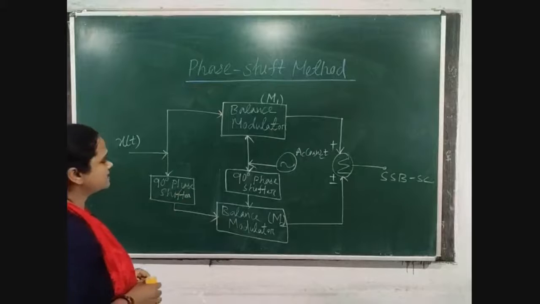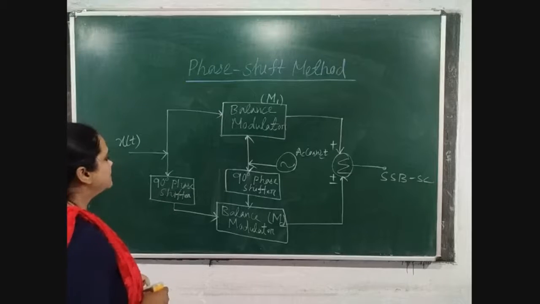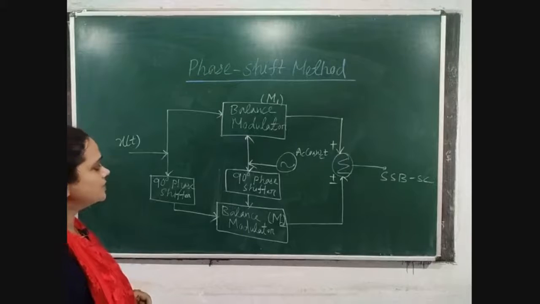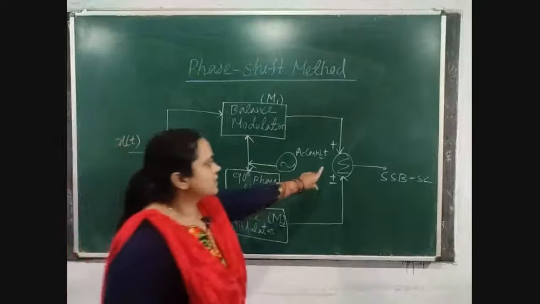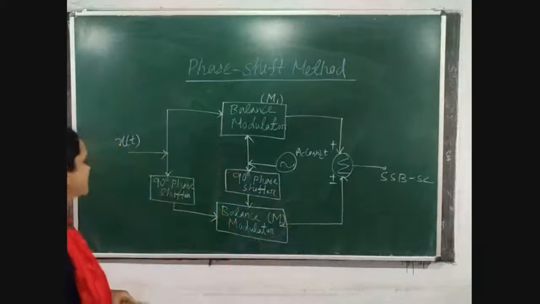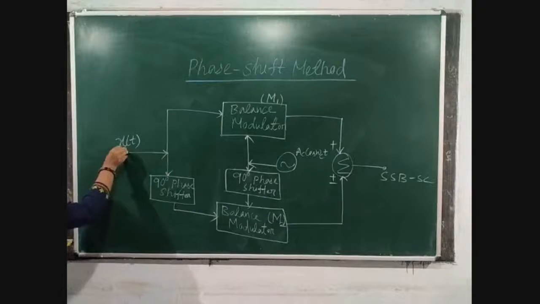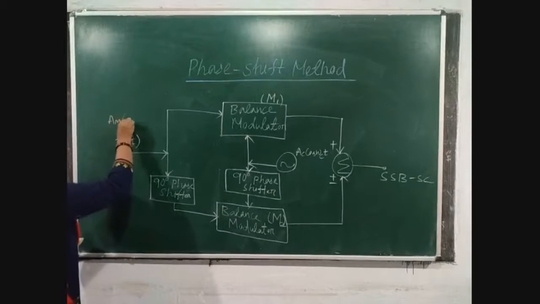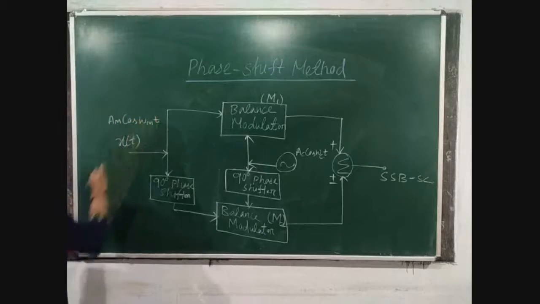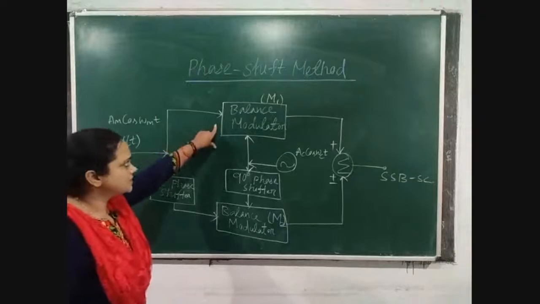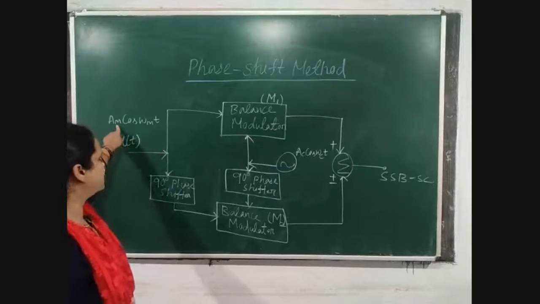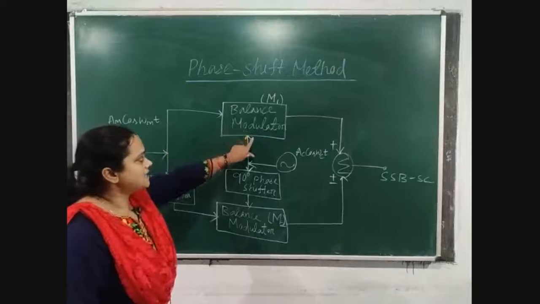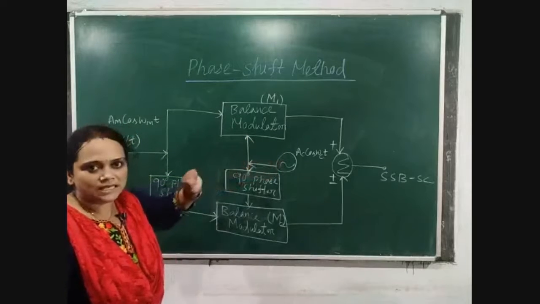So this is the block diagram of the phase shift method. This block diagram consists of two 90-degree phase shifters, two balanced modulators, one local oscillator, meaning the source of carrier, and this one is the adder or summer. x(t) is the modulating signal, that is Am cos ωmt. To the first balanced modulator we give two inputs: first the modulating signal x(t) = Am cos ωmt, and second the carrier signal Ac cos ωct.